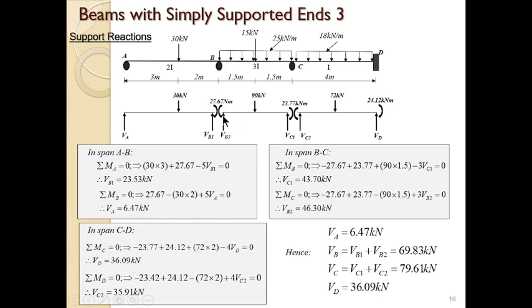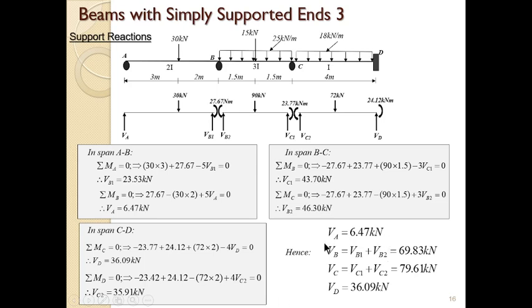So we go to span BC. Take moment at B. We have this equation. You calculate for VC1. Then take moment again at C. You have this equation and calculate for VB2. So we go to span CD and do the same. Calculate for VD and for VC2.